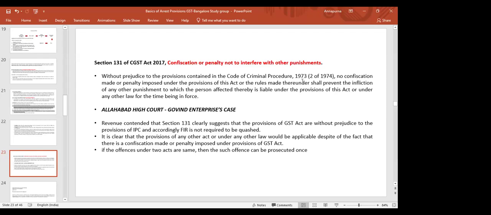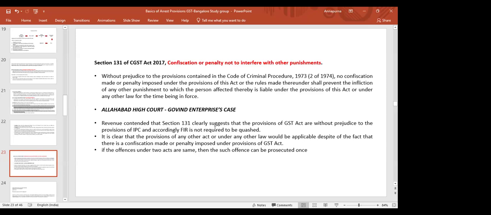So my issue here is, sir, even though there is a confiscation of goods or penalties imposed, it will not prevent that officer from enforcing the punishment. This is the first understanding I had, sir. And second, it is not only reading as provision of this act, it is also reading provision of any other law for the time being enforced. So I was just trying to read one of the decisions to understand in detail this 131. In the Govind Enterprise case, they are saying that this section begins with without prejudice to the provision of Code of Criminal Procedure.